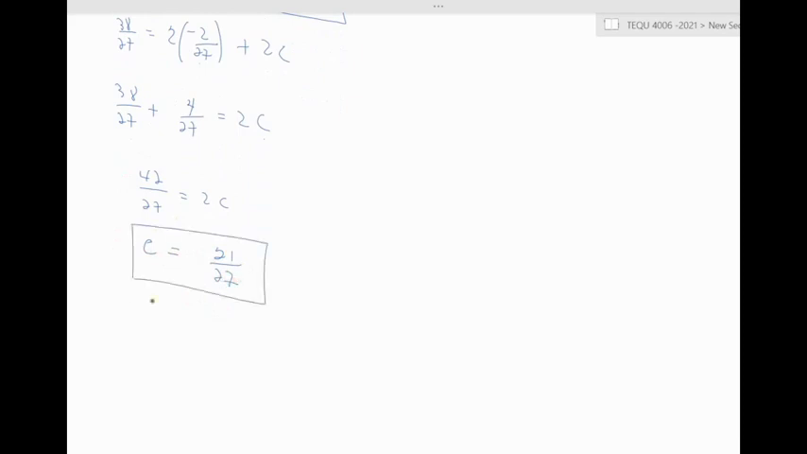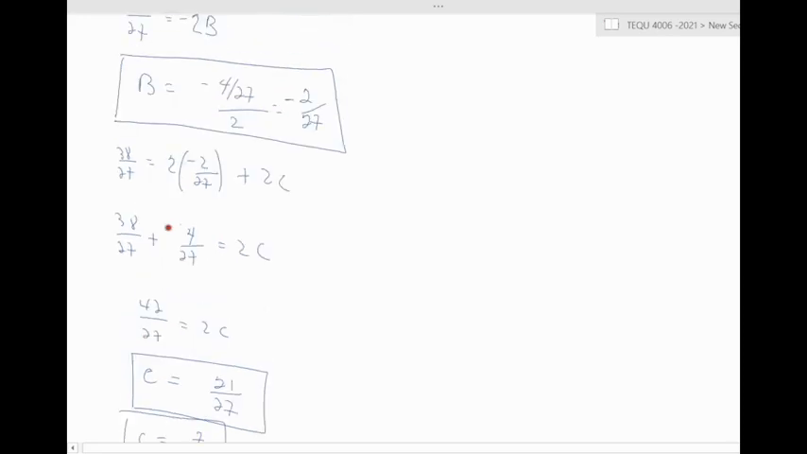If you simplify a little bit further, dividing by 3, 21 divided by 3 would be 7, and 27 divided by 3 would be 9. And that's also a valid result for c. So we got all the values.